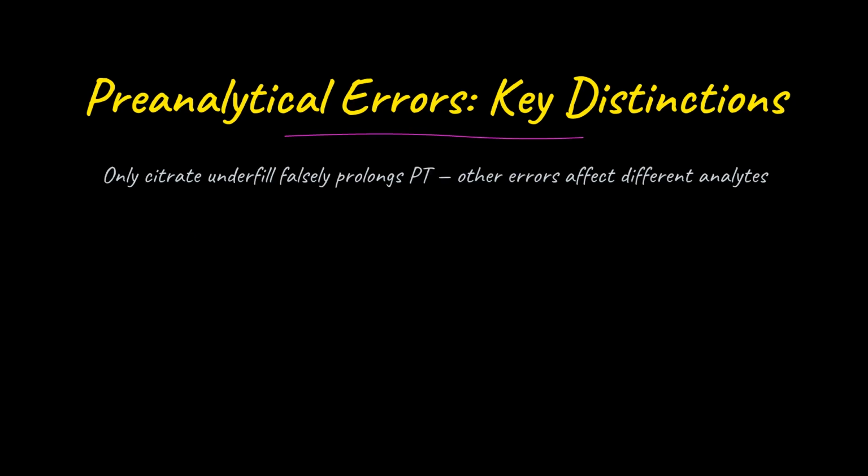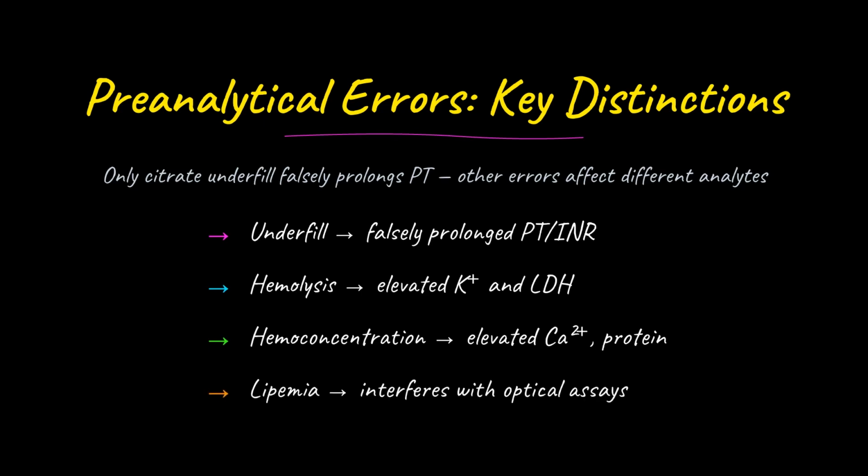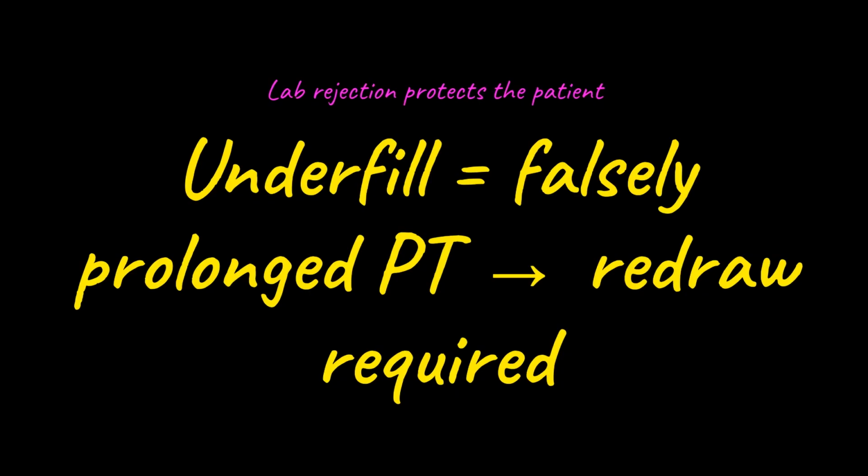It is worth separating citrate underfill from other pre-analytical errors. Hemolysis, hemoconcentration, and lipemia each distort different analytes through completely different mechanisms. None of them prolongs PT the way citrate underfill does. Laboratories reject underfilled citrate tubes because a falsely prolonged PT could mislead a clinician into ordering unnecessary fresh frozen plasma. The 90% fill threshold exists precisely to keep the 9-to-1 ratio intact and the result interpretable.